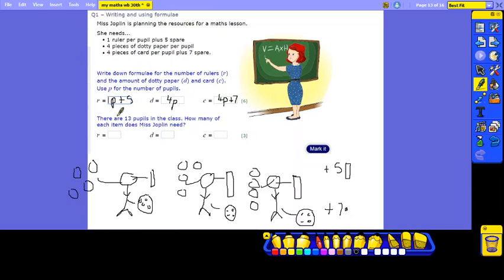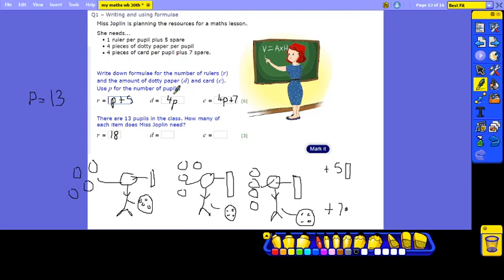There we go. So let's have a look. This time there are 13 pupils in the class. How many of each item does Miss Joplin need? So I now know that this P is representing 13 pupils. So let's work out this first one. If P is 13, then I've got 13 add 5, which is 18.